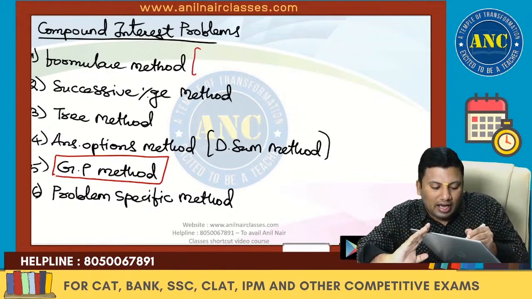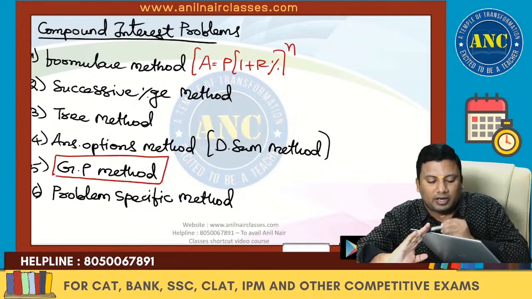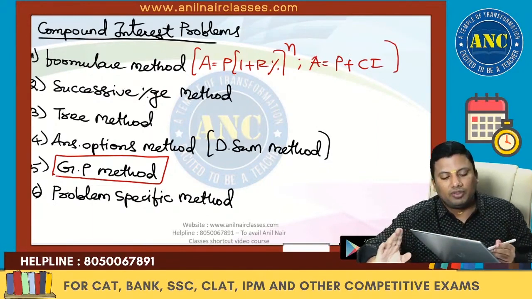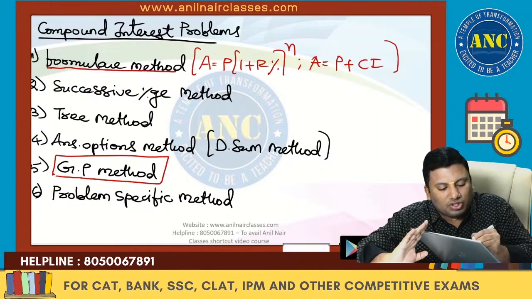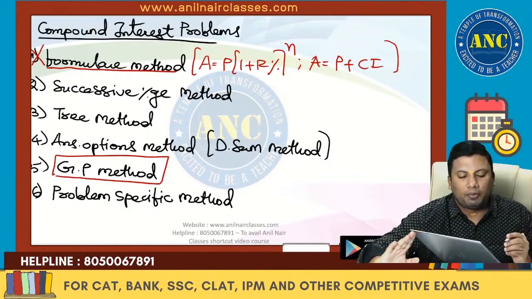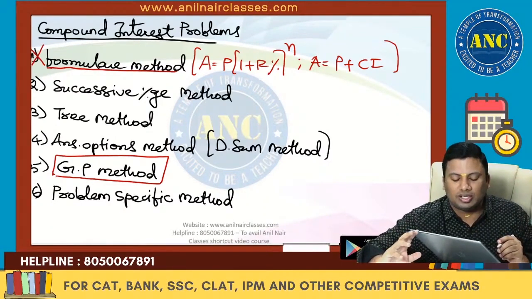Formulae method. As most of you know, amount is nothing but P into (1 plus R percentage) power n, and amount is equivalent to principal plus compound interest. This is what you will use in most of the textbooks. This is an outdated method. Probably very few sincere and smart students are using this method.